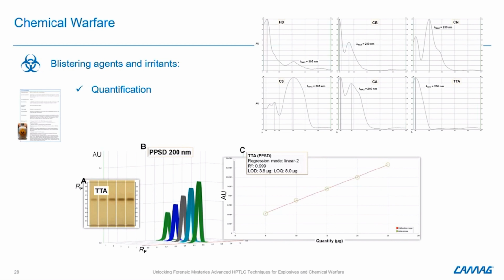The TTA has a maximum of absorption at 200 nanometers. So here you have in the center the peak profile from the scanning densitometry at 200 nanometers. And then after, on the detection C, you have the generated calibration curve.